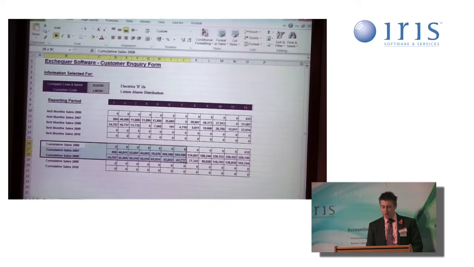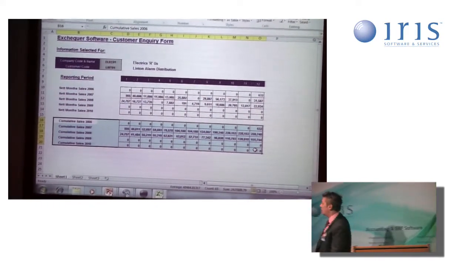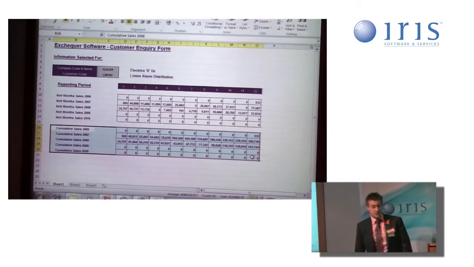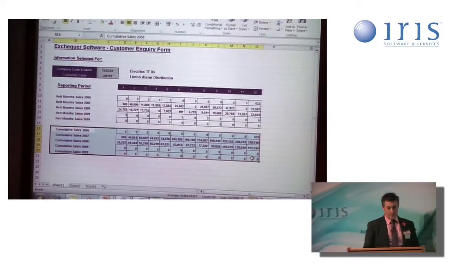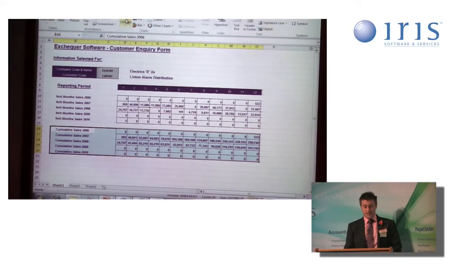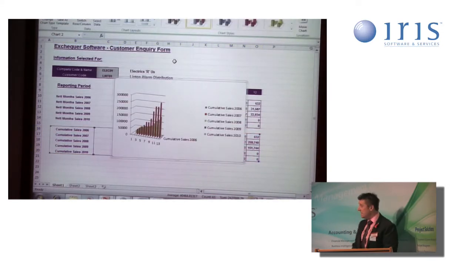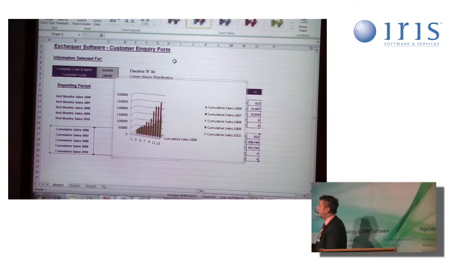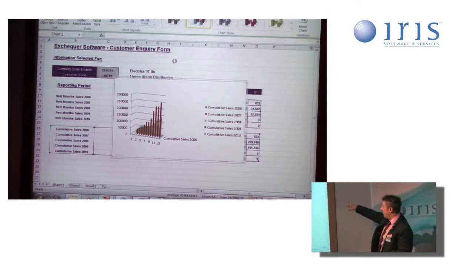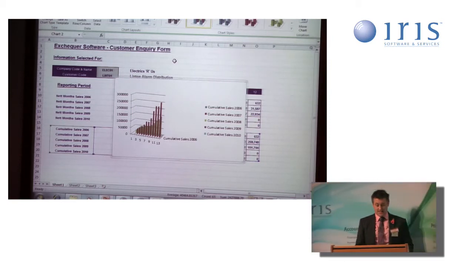I'm going to extend my range now to include the text on the left-hand side where it says cumulative sales 2006 to 2010. I'm going to do exactly the same as I did before. Click on Insert, click on Column, 3D Column. Instantly, it's done exactly the same as before, but it recognises now where my series are called cumulative sales 2006 to 2010. As easy as that.